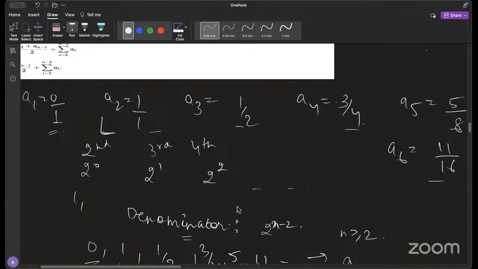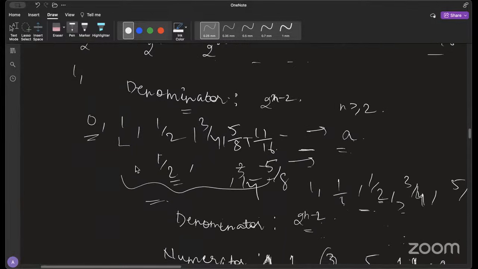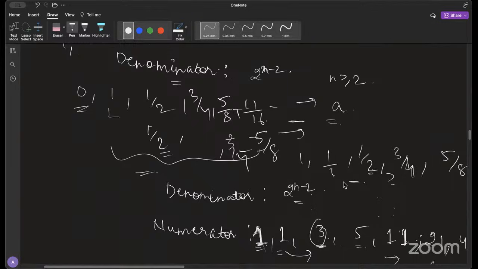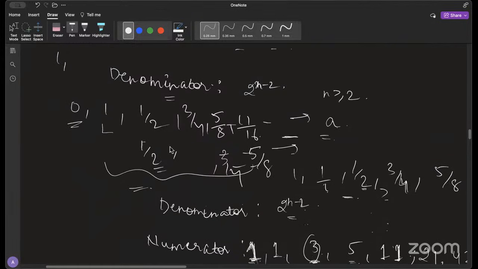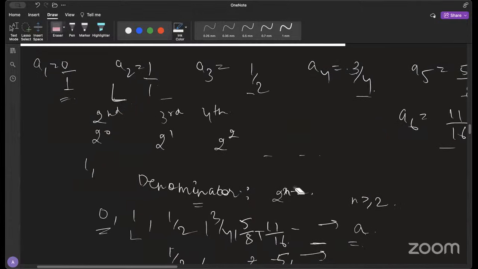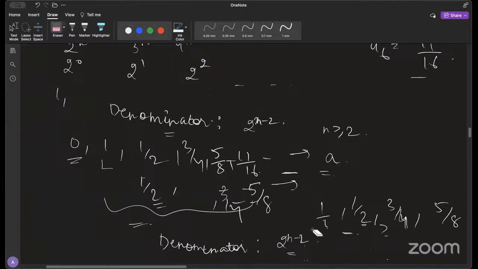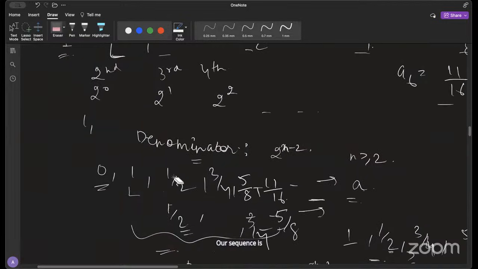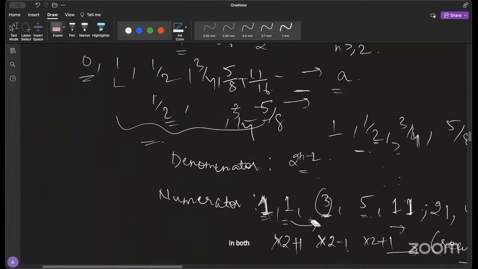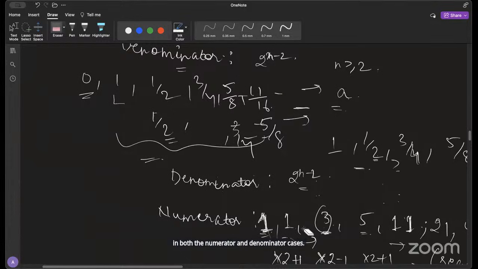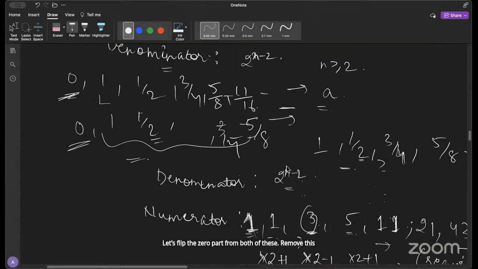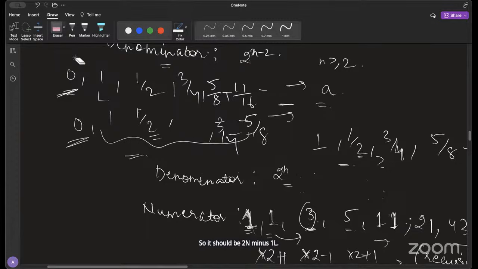Yeah, we have it from here only. Our sequence is 0, 1. So we've removed the 0 in both the numerator and denominator cases. We've flipped the 0 part from both of these. Remove this term from both. So it should be 2n minus 1 only.